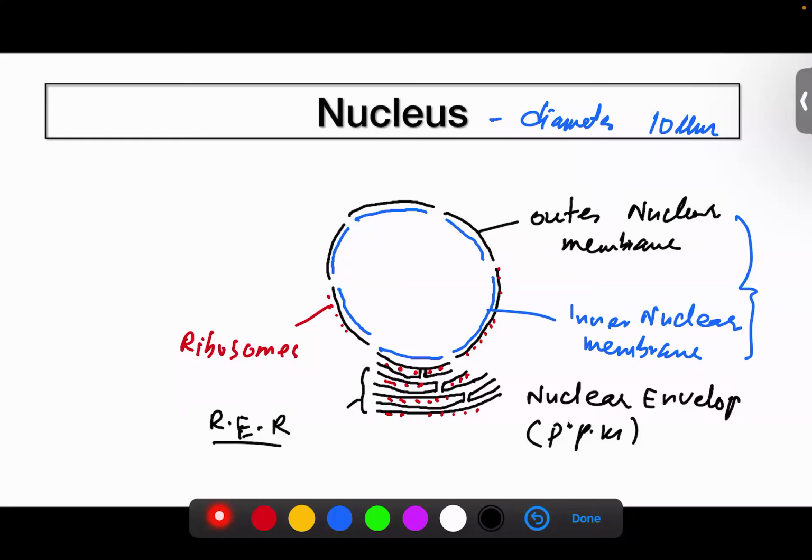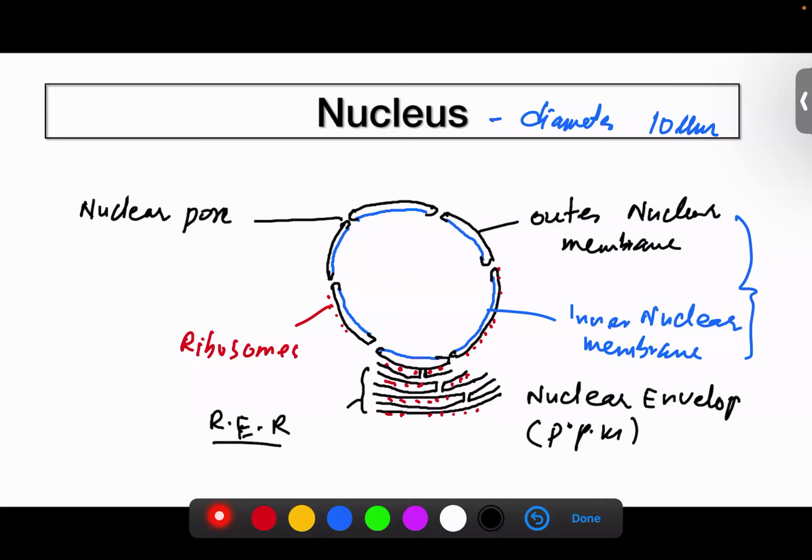Then between these two membranes, there are pores present. These pores are called nuclear pores. So they allow movement of substances into and out of a nucleus. There are certain substances that can move in and some substances that move out. So nuclear pores are for the movement of materials into and out of a nucleus. So this is a nuclear pore.